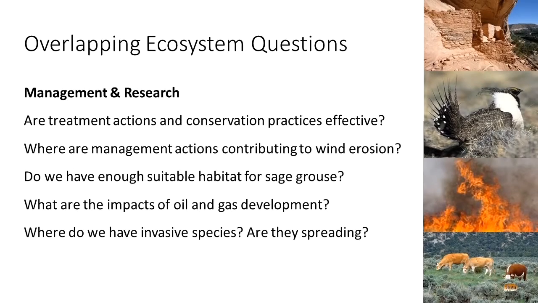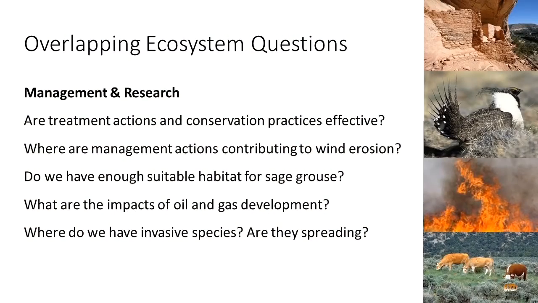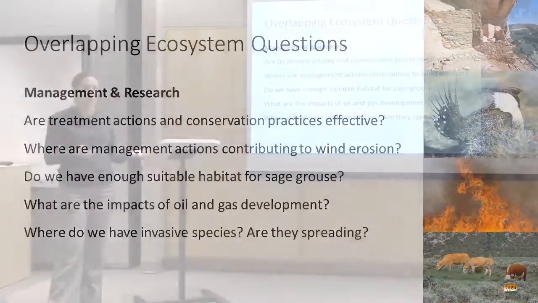There's lots of things that we want to know, and they might be things like, are treatment actions and conservation practices effective? Where are management actions contributing to wind erosion? Do we have enough suitable habitat for sage grouse? What are the impacts of oil and gas development on ecosystem processes and fragmentation? Where do we have invasive species?